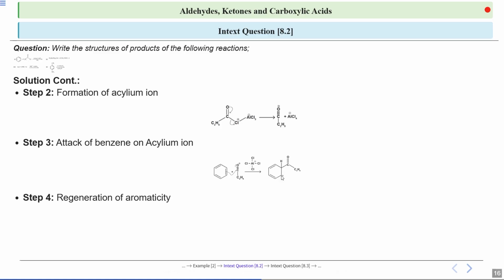Now step 4 is the regeneration of aromaticity. If you look over here, this ring has lost its aromaticity, so now there will be regeneration of the aromaticity. After the initial attack, the benzene ring temporarily loses its aromatic character, and this step restores the aromaticity, which is energetically favorable and stabilizes the molecule. So this benzene ring has now returned to its stable, aromatic form. This is the regeneration of aromaticity.